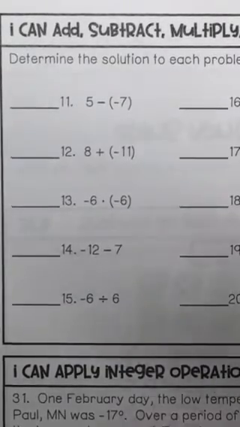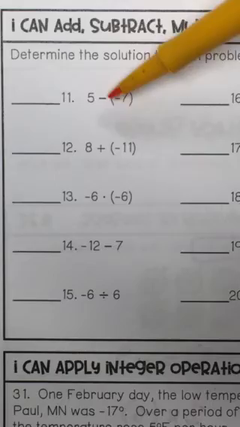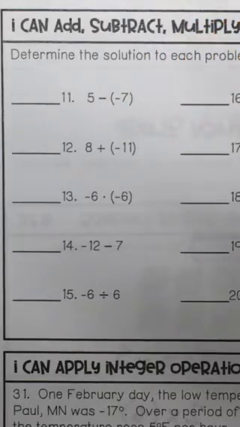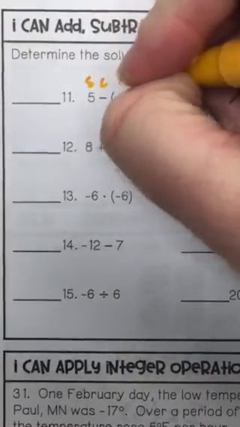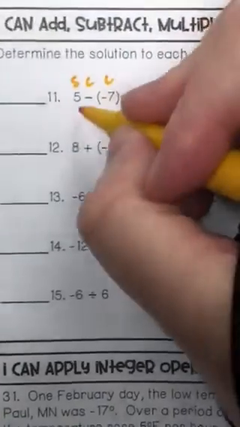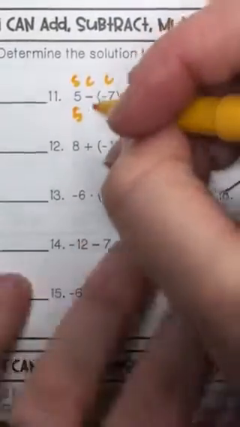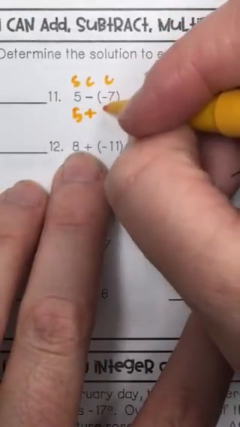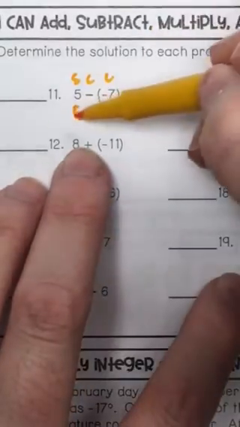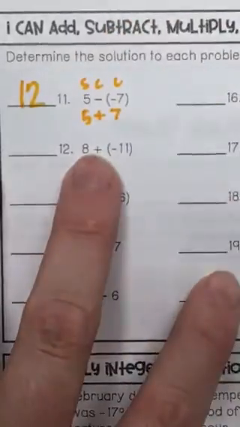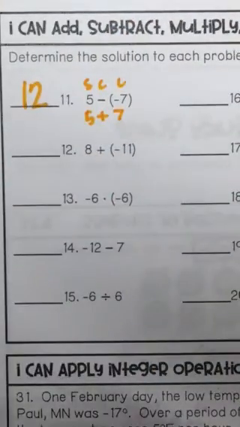But we're going to look at number 1. Number 1 says 5 minus -7. If you remember the rules for subtraction, the first thing we do is stay, change, change. So 5 is going to stay the same. The minus sign is going to change to a positive sign. The -7 will then turn to a +7, and then we follow the rules for addition. Well, I have 5 plus 7, and what is 5 plus 7? Well, 5 plus 7 is 12, so that's my answer.